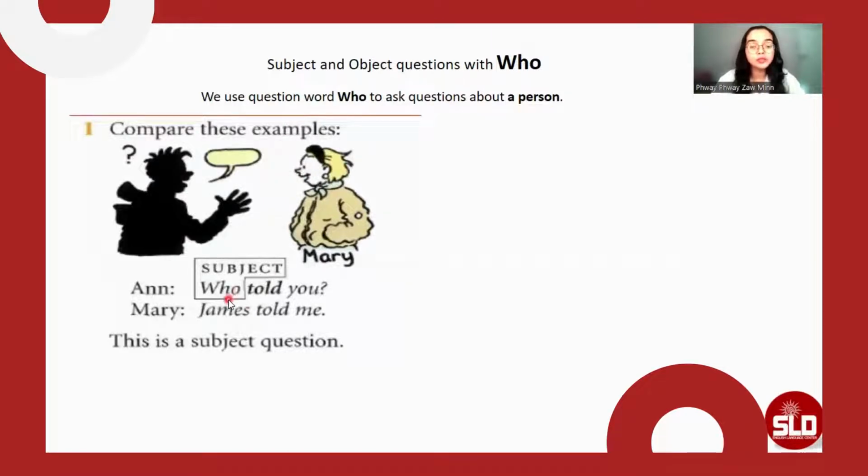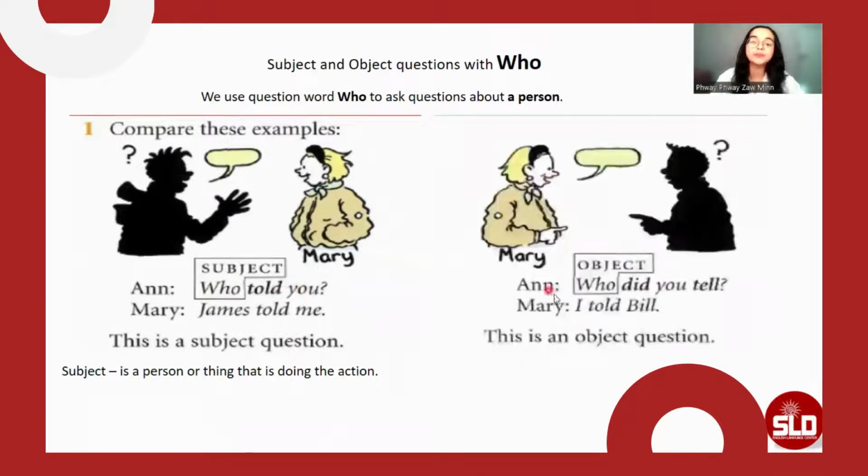Here, the question is, who told you? This question is a subject question. Subject is a person or thing that is doing the action. So that's why who told you is a subject question. What about here? The question is, who did you tell? So this is an object question. Object is a person or thing that is receiving the action. So that's why here, who did you tell is an object question.